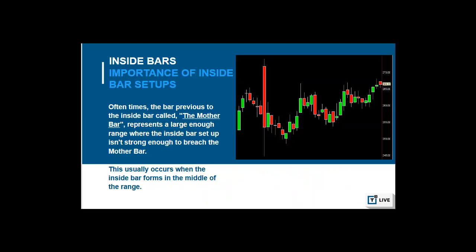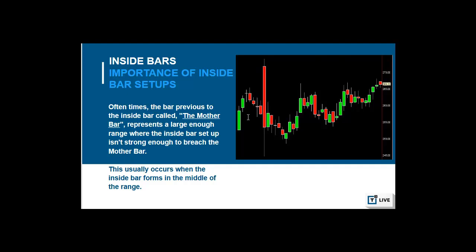The importance of inside bar setups. Oftentimes the bar previous to the inside bar, which we call the mother bar. So you can see here's the mother bar, and then it goes inside. The bar of which the inside bar forms is called the mother bar. If this represents a large enough range, the inside bar isn't strong enough to get out of it, which means the inside bar breaks down here, but it's not strong enough in this time frame to take this out. This usually occurs when the bar forms in the middle of a large range like this.